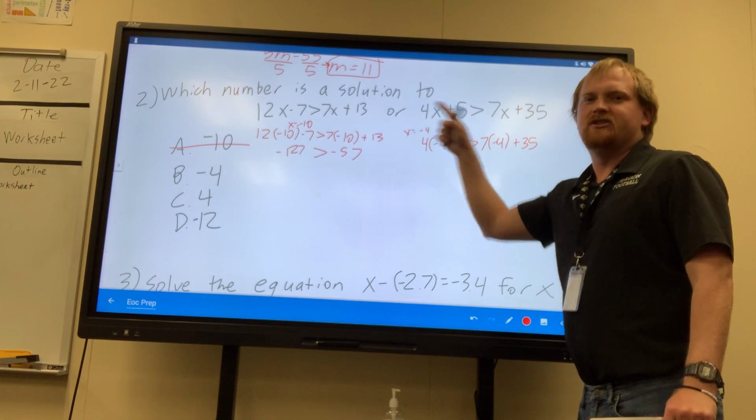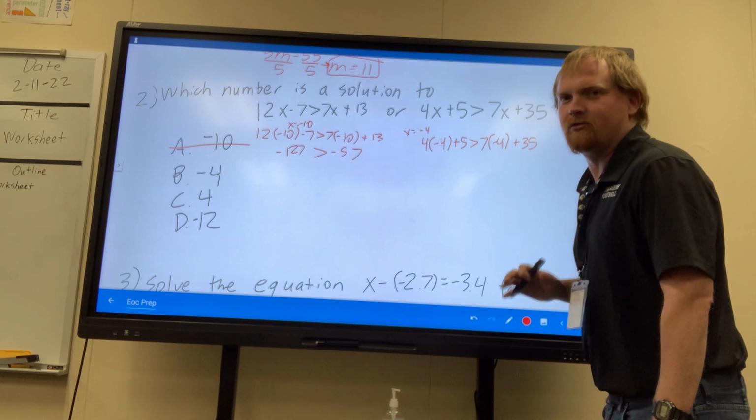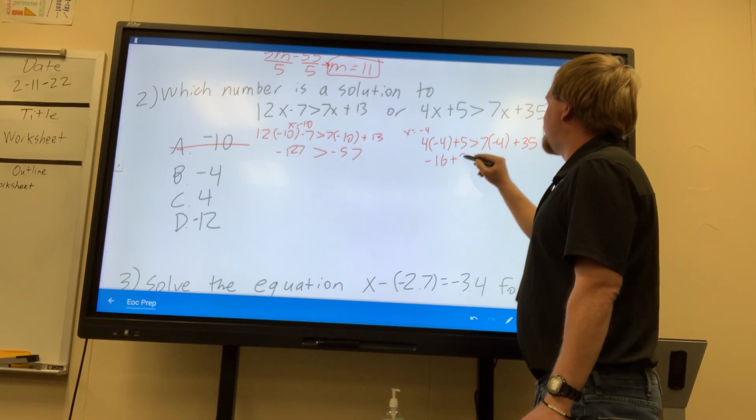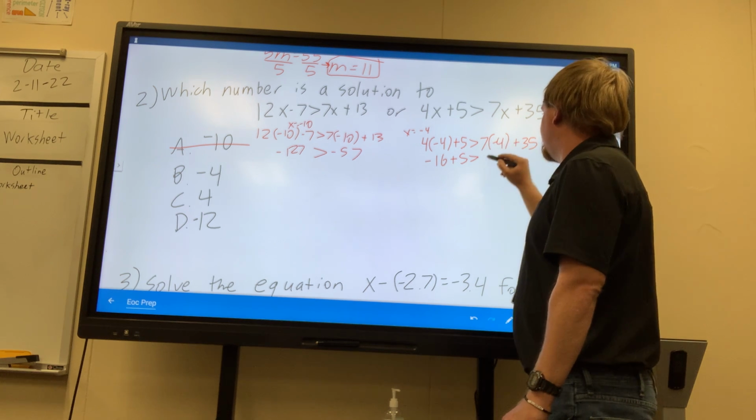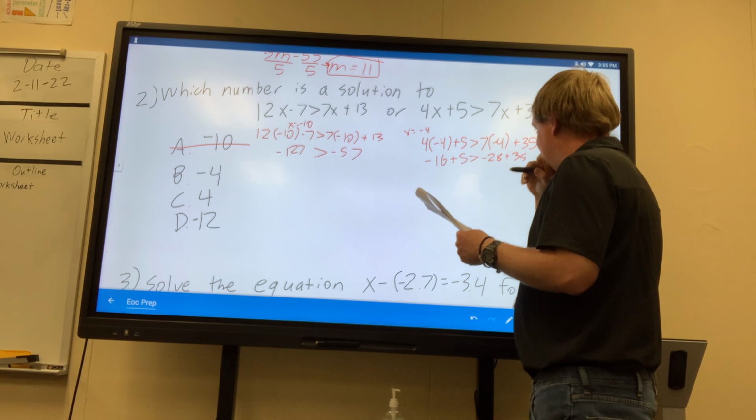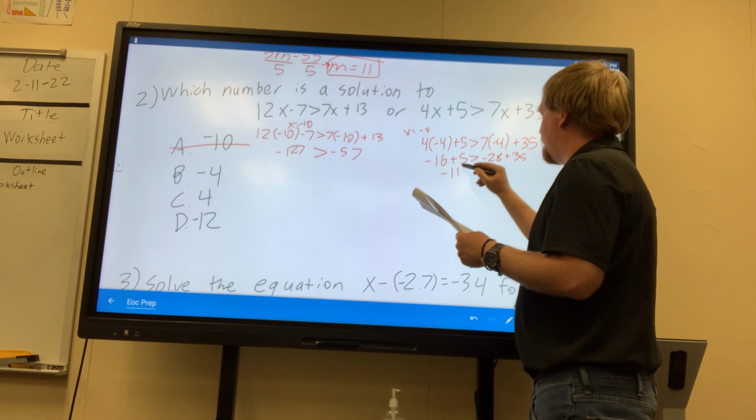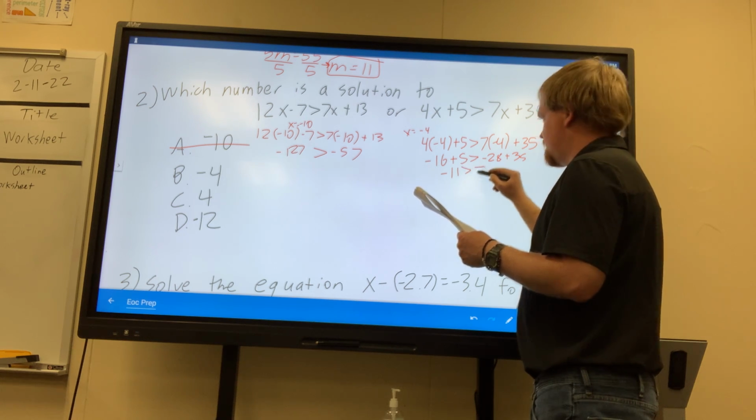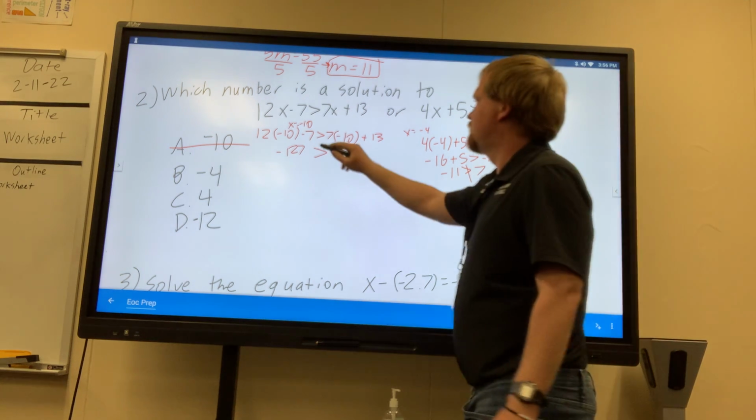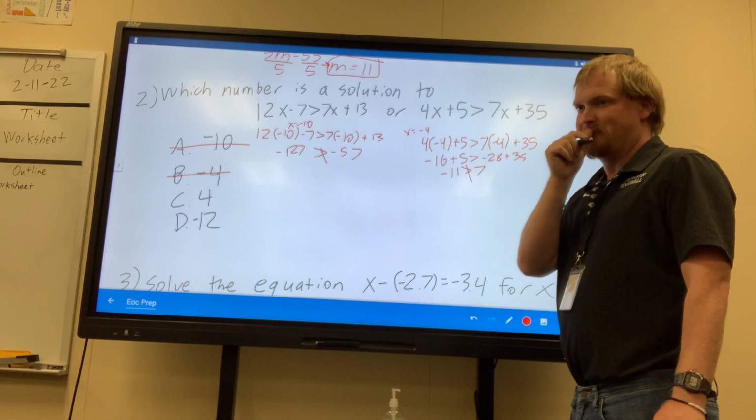So it doesn't matter which equation I use, but I want to use this second one just to make sure what I'm doing is correct. So -16 plus 5 is greater than -28 plus 35. This will give me -11 greater than 7. Well, I know this is not true. So -4 wouldn't work. Okay?